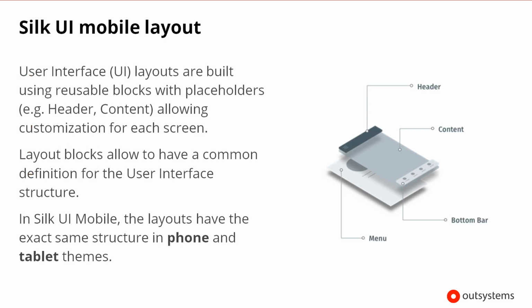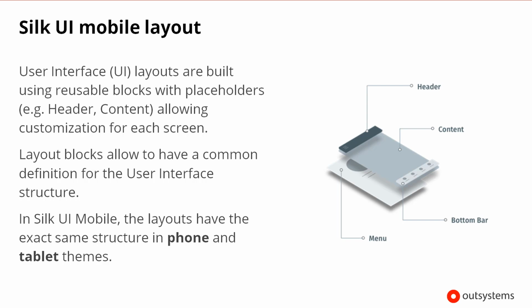User interface layouts are built using reusable blocks with placeholders. These placeholders provide a simple and effective mechanism to customize the actual content while maintaining a common layout. Besides including a common user interface, layouts can also include logic that's common for all screens. For instance, the SilkUI mobile layout includes device synchronization logic.